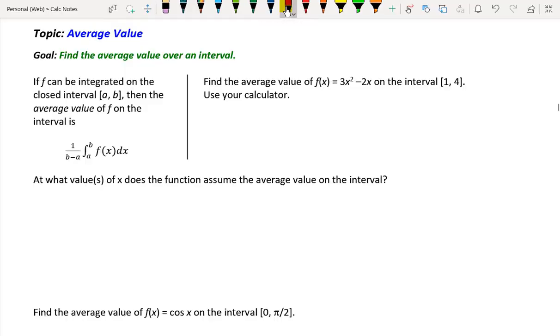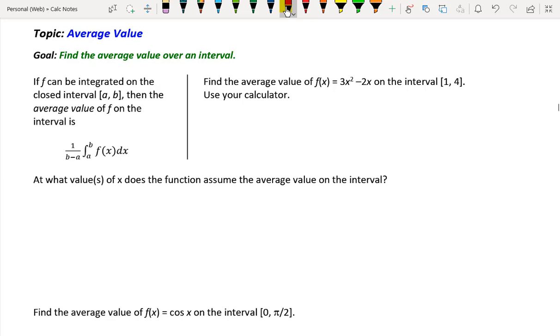Okay, so we're here talking about average value over an interval today. It says if f can be integrated on the closed interval a to b, then the average value of f on the interval is given by the integral from a to b of f of x dx times 1 over b minus a.